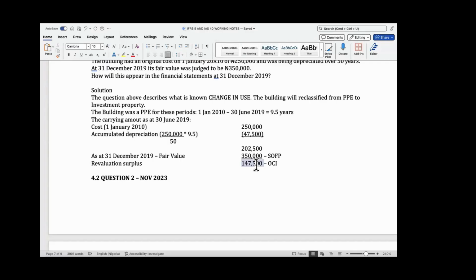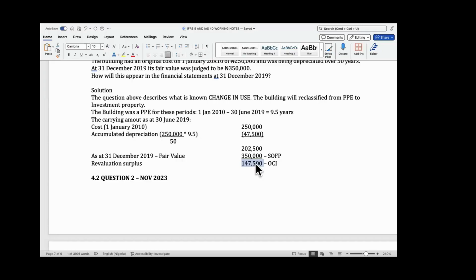So you cannot possibly treat this gain based on the new use, based on the fact that the fair value model says any changes in fair value should go to P&L. No, you cannot treat that surplus based on the new use. You treat it based on the old use, which is PPE, which aligns with that when you revalue a PPE, any changes in revaluation go to OCI.